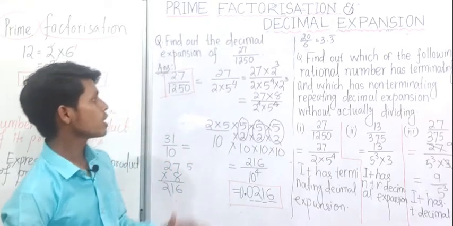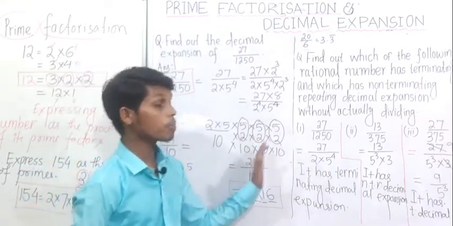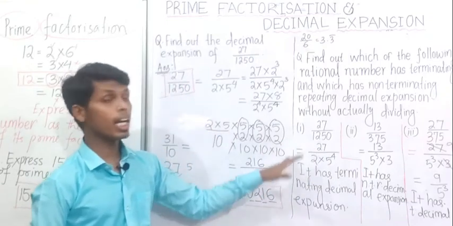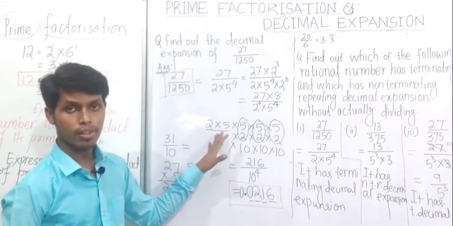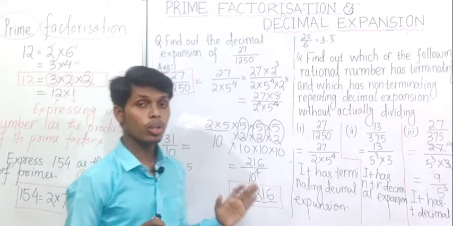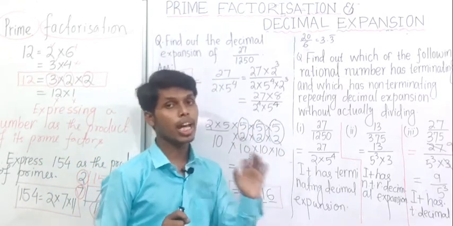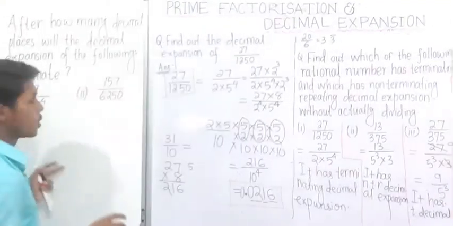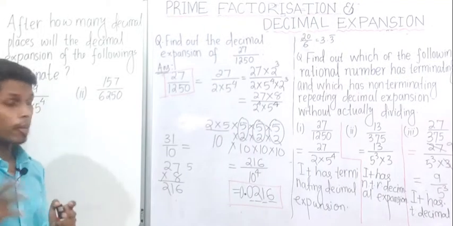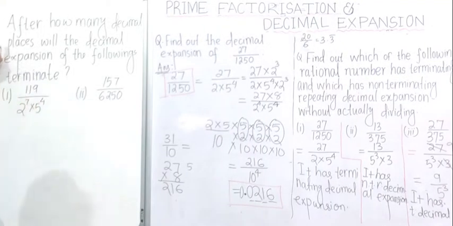Okay, so these two types of questions may come separately or may come combined, as I told you earlier. Okay, so next we will do another very simple question related to this decimal expansion and we will complete this session. So the last type of question from decimal expansion is: after how many decimal places will the decimal expansion of the following terminate?